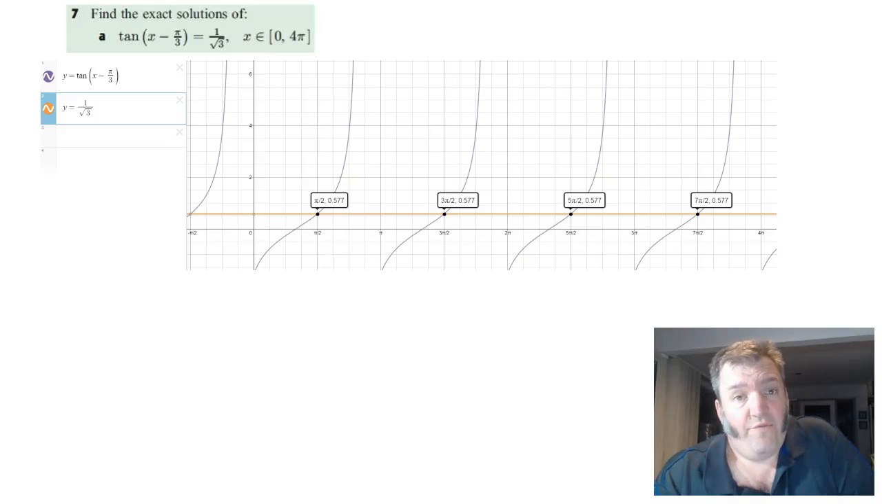Right, last one for tonight from review set 12b. This is question 7. Find the exact solutions of tan of (x minus pi on 3) equals 1 over root 3, where x is between 0 and 4 pi.